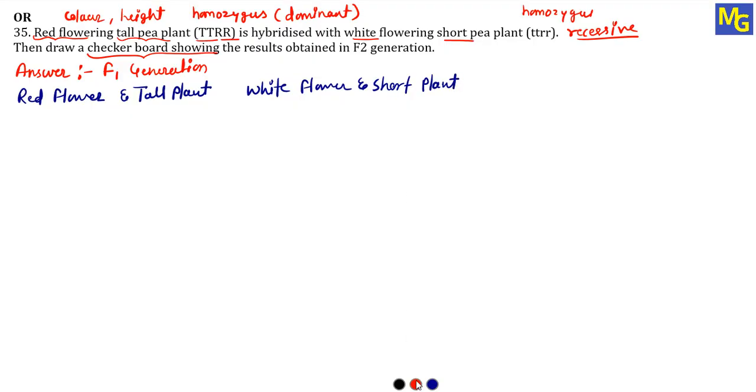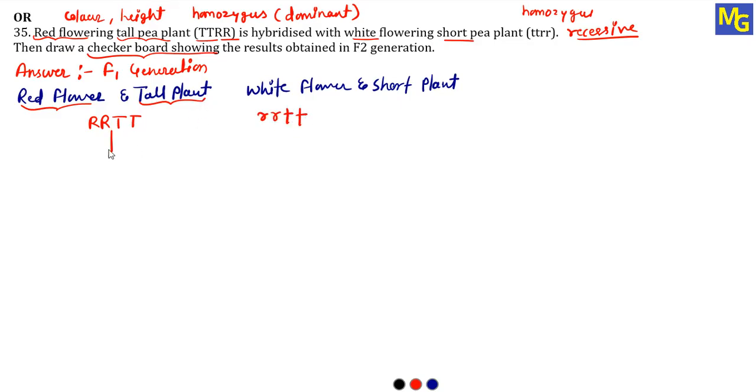Now we'll denote it. Let me write it in reverse because I have written red first, so I'll write the color first and then the height. For this, I will write capital R, capital R, capital T and capital T. See this: R, R means red flower, T, T means tall plant. Here it is small r, small r, small t, small t.